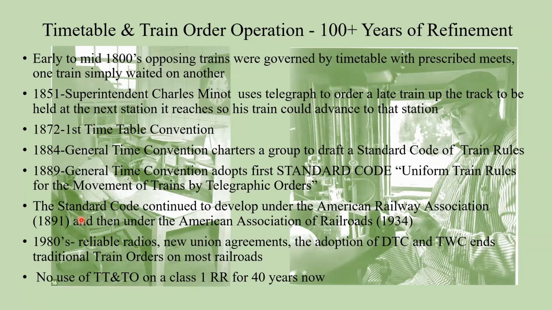And this continued. In the 1980s, we had reliable radios, lots of new union agreements, and the adoption of direct train control, track warrant control, and traditional train orders on most railroads. Strangely enough, because of these advances in technology, there really hasn't been any use of TT and TO on a Class 1 railroad for about 40 years. So what we're doing is a little bit of modeling of the history that was part of narrow gauge and part of standard gauge back then.